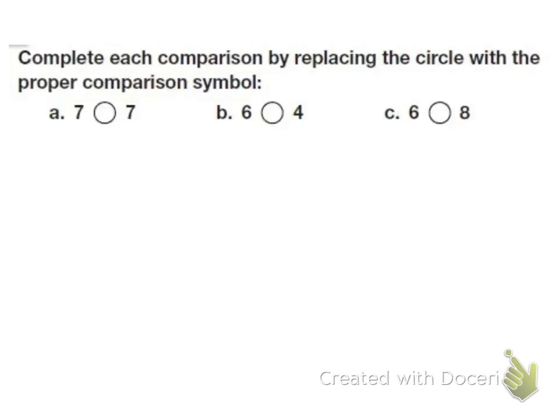This next question says, complete each comparison by replacing the circle with the proper comparison symbol. On A, I have 7 and 7, so my comparison symbol is going to be the equal sign. 7 equals 7. Then I have 6 and 4. Well, 6 is greater than 4, so I'm going to use the greater than sign. Remember, the mouth should be facing the bigger number. Then I have 6 is less than 8, so I'm going to use the less than sign, again with the mouth pointing towards the bigger number.